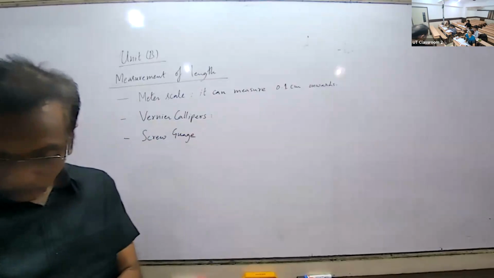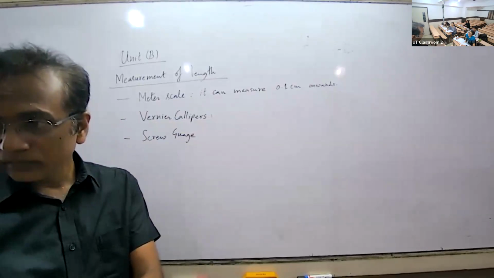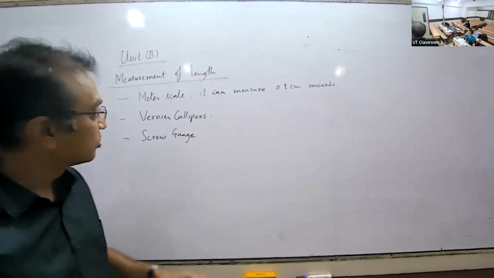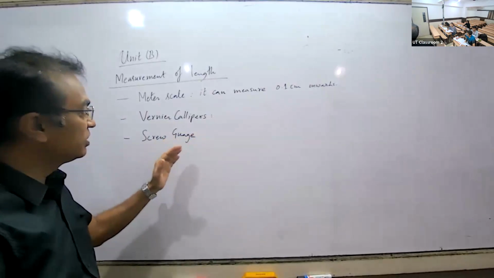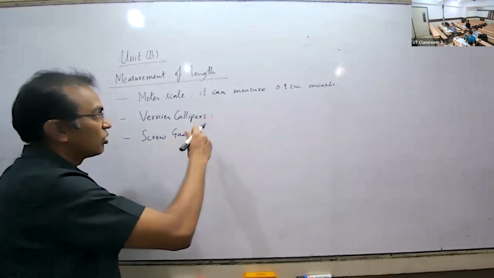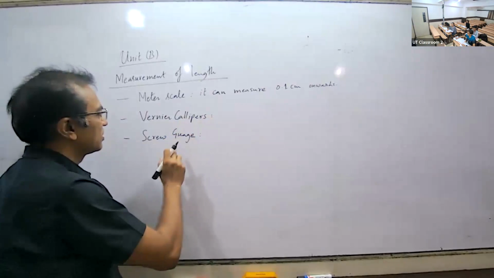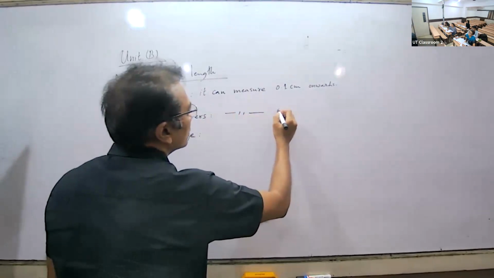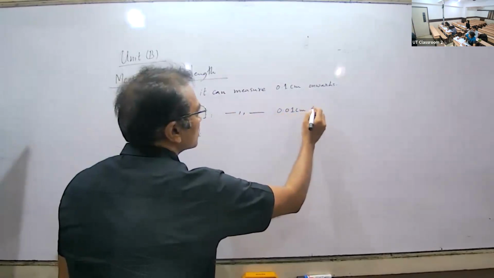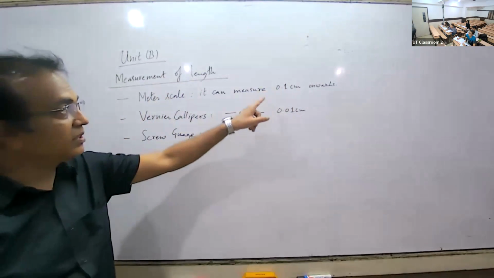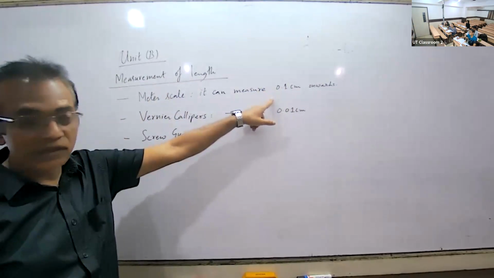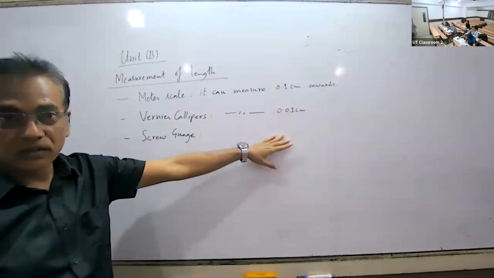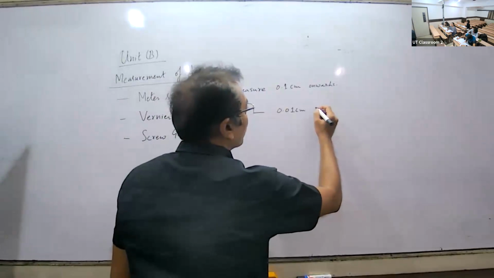Then what about the diameter of this hair? It's thinner than even this, correct? So we need measuring devices which can measure smaller lengths, such as vernier calipers and screw gauge. Vernier calipers can measure 0.01 centimeter onwards, 1/10 of the smallest length a scale can measure. So that precise it is.